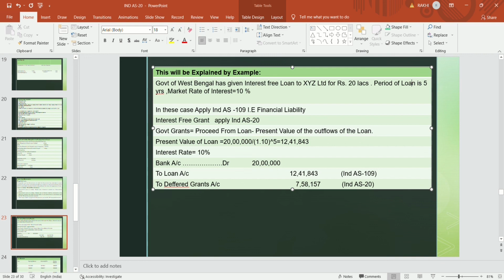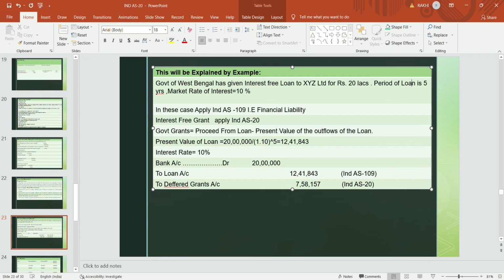Government grant is the proceeds from the government, that is, the proceeds from the loan, minus the present value of the outflow of the loan. So first we will find out the present value of the outflow of the loan. The loan amount is 20 lakhs, the period of the loan is 5 years, and the rate of interest is 10%. That 20 lakhs is the value after 5 years. What is the present value of that loan? That amount includes the interest part also.